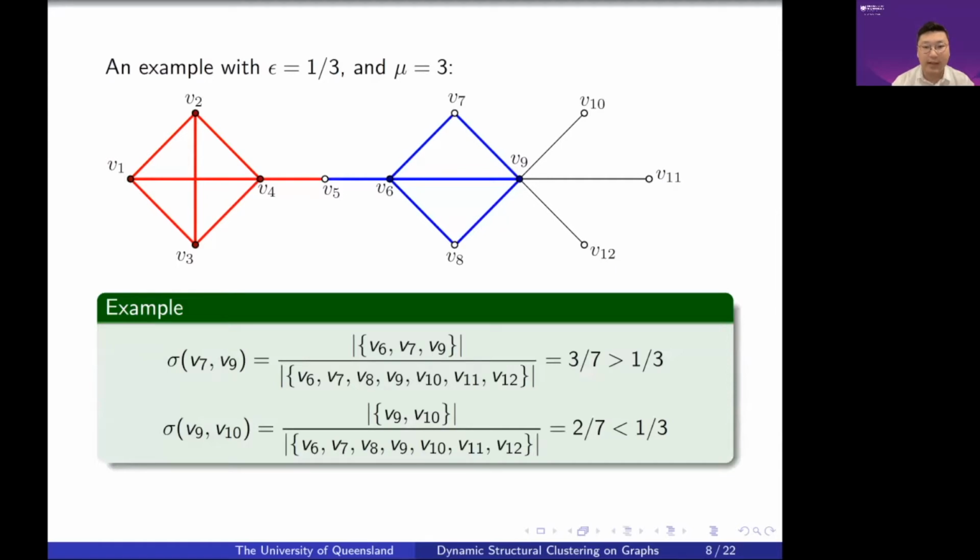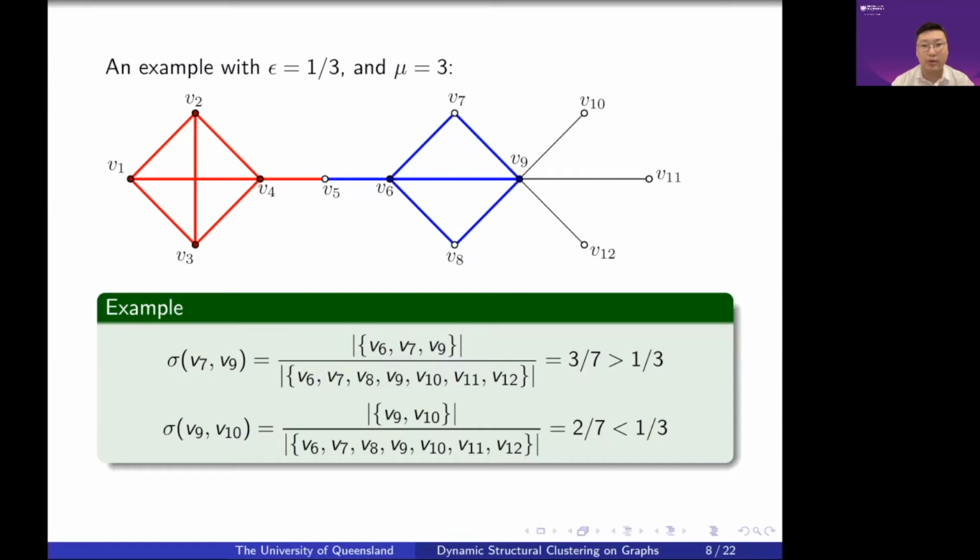For vertices V7 and V9, the intersection of their neighborhoods contains vertices V6, V7, and V9, and the union of these two neighborhoods contains vertices V6 to V12. So sigma(V7, V9) equals 3/7 and is larger than 1/3, so it is labeled as similar. The same is true for edge V9, V10. In this graph, I mark all the core vertices and similar edges with color.